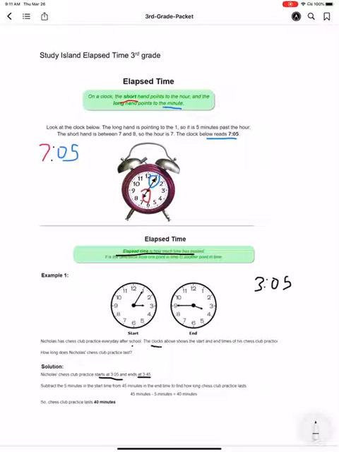The clock above shows the start and end times of chess club practices. How long does Nicholas's chess club practice last? Now, when it says how long does it last, this is going to be subtraction work. That means we need to start with a bigger number first. In this case, you look at the clock right there.